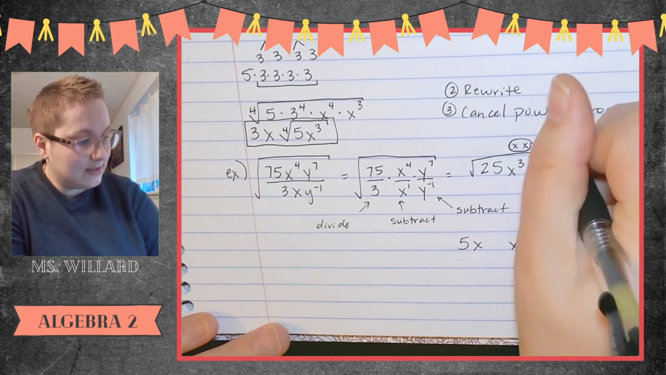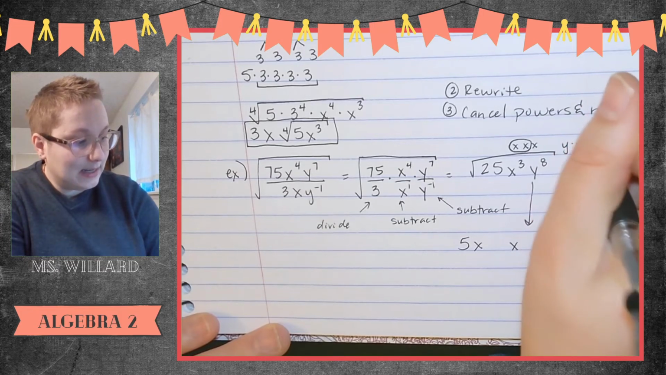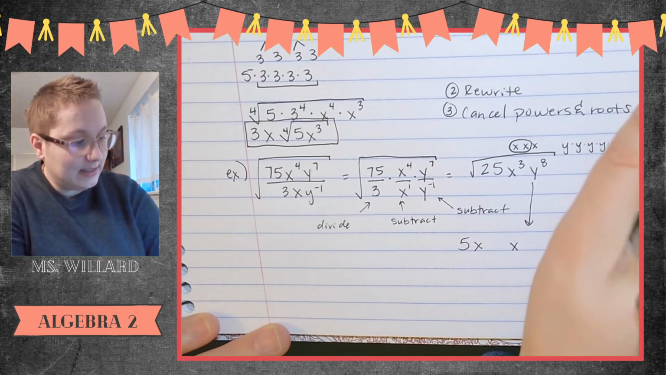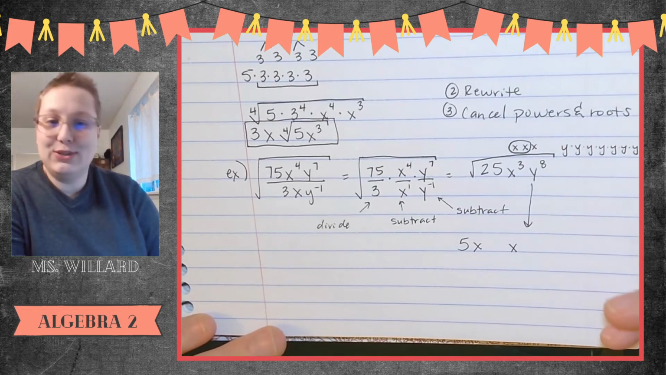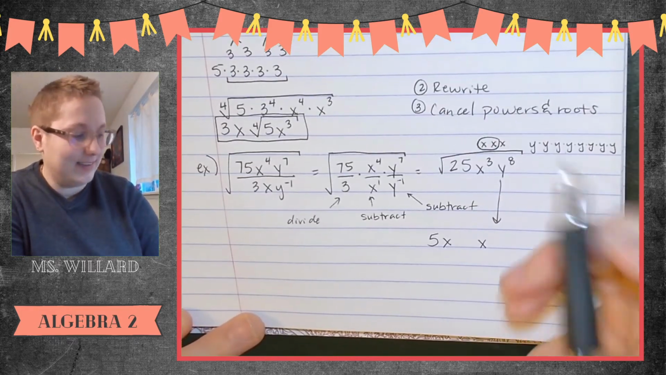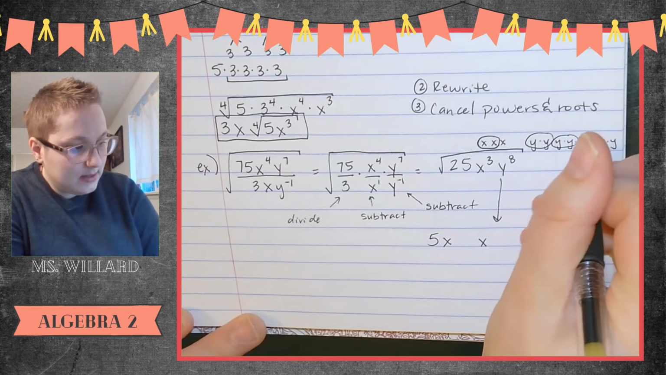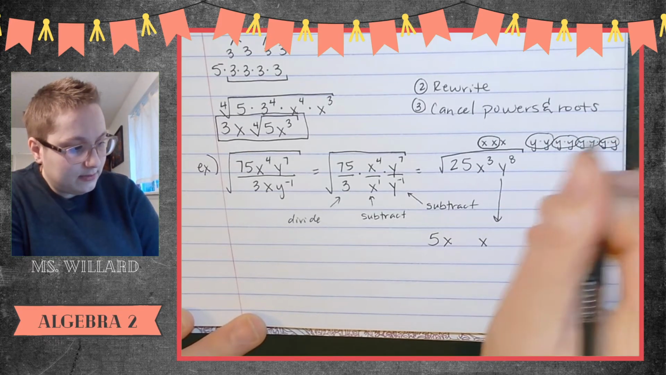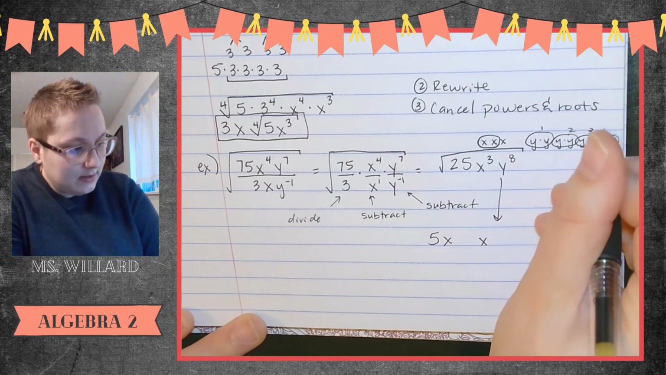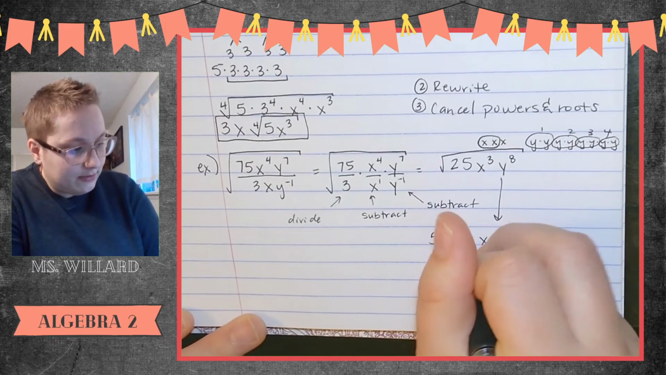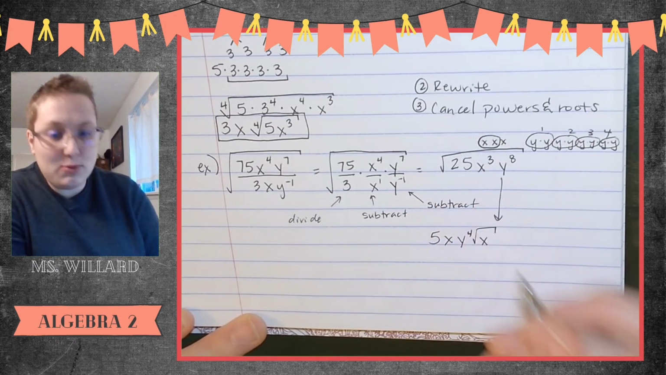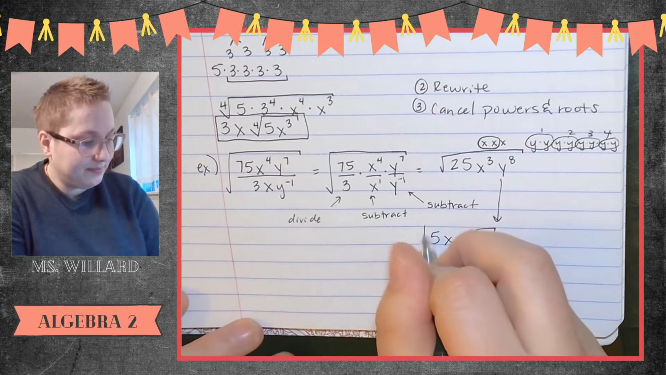So this is y times y times y times y times y times y times y times y. How many sets of 2 do I have in 8 y's? 1, 2, 3, 4. So I can take out y to the 4th. And I only have the poor little sad x inside.